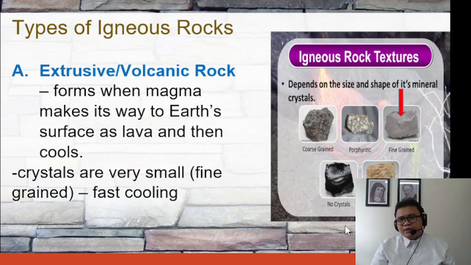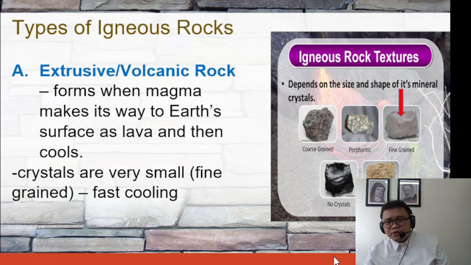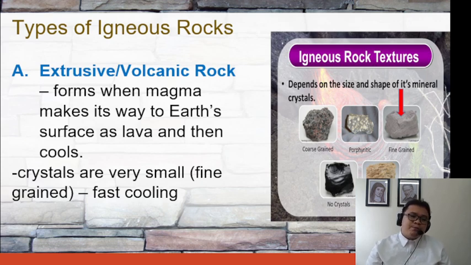So we have several examples, no? Depending on the size and shape of its mineral crystals, we have coarse-grained, porphyritic, fine-grained. We also have no crystals at all, like for example this one in the picture here. So that's what extrusive igneous rock is all about.